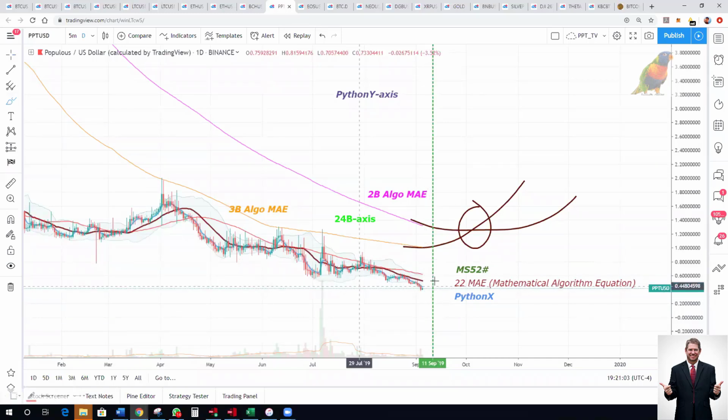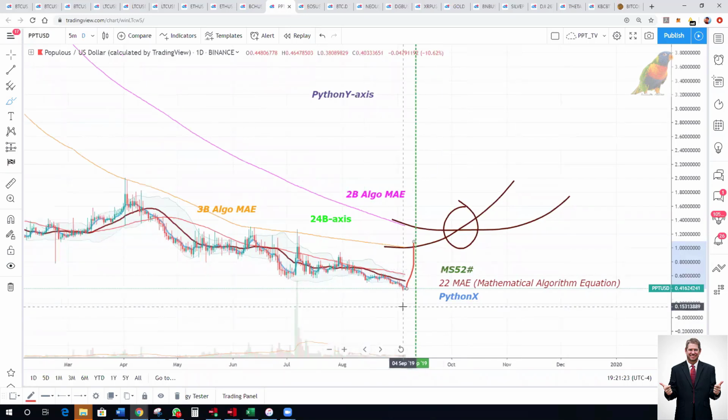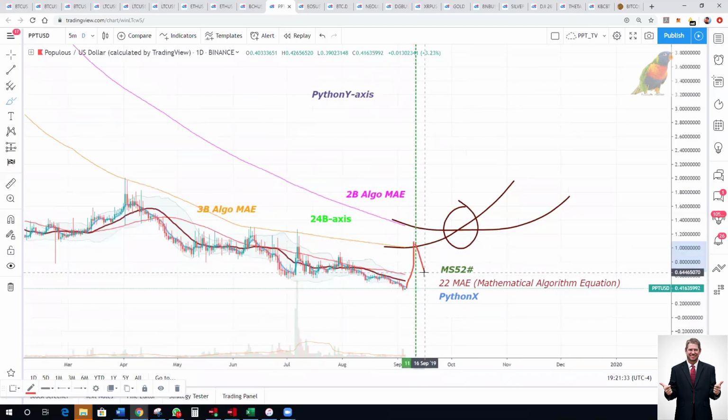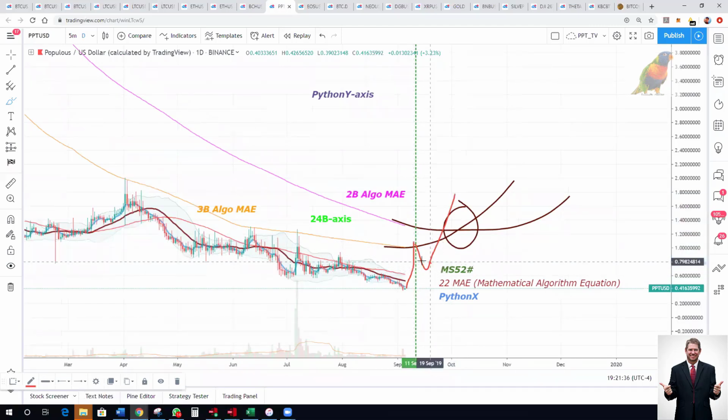What you want to see is a break of the 22 MAE, the MS52, and you want to see it break the 3B algo. At that point, that's a good buy. If you see something like this, a strong move upwards. So just wait, don't buy yet, but it is becoming a good buy. As a matter of fact, if Litecoin makes the move upwards, then I'll start buying PPT. But remember, PPT is just not going to go back upwards. It must come back down again and then shoot back up. You can always buy there on the drop.